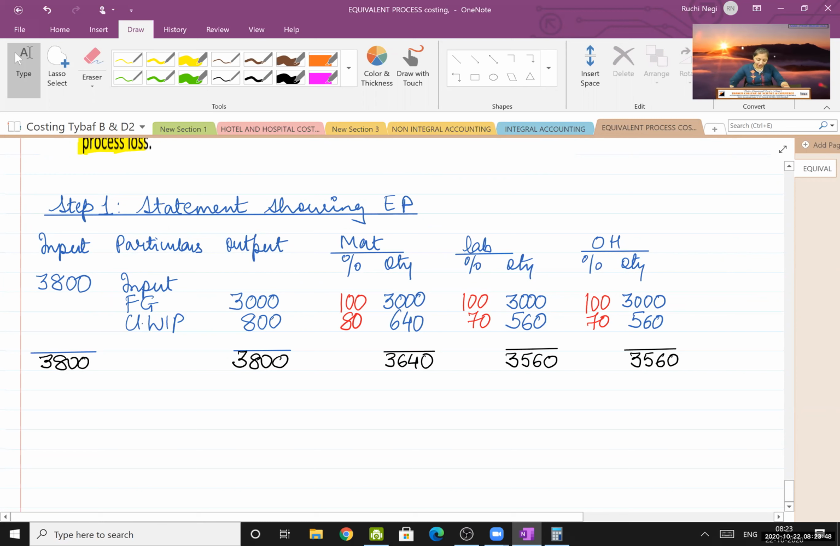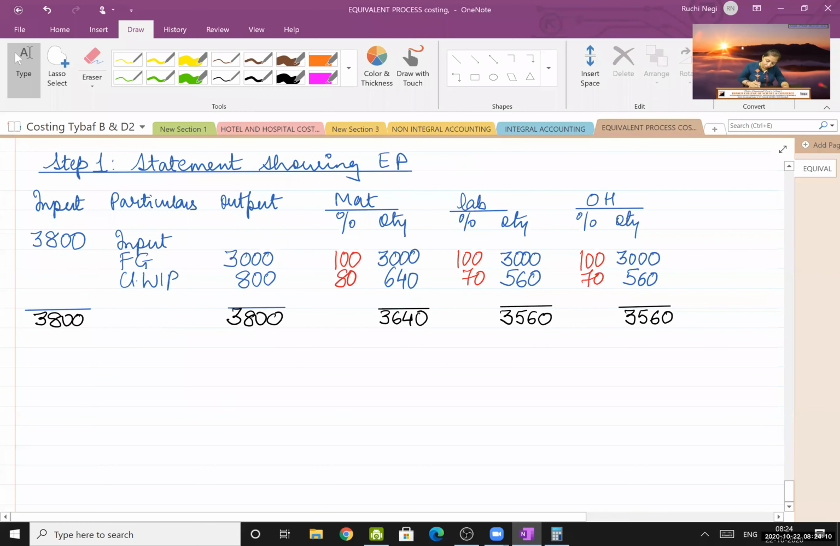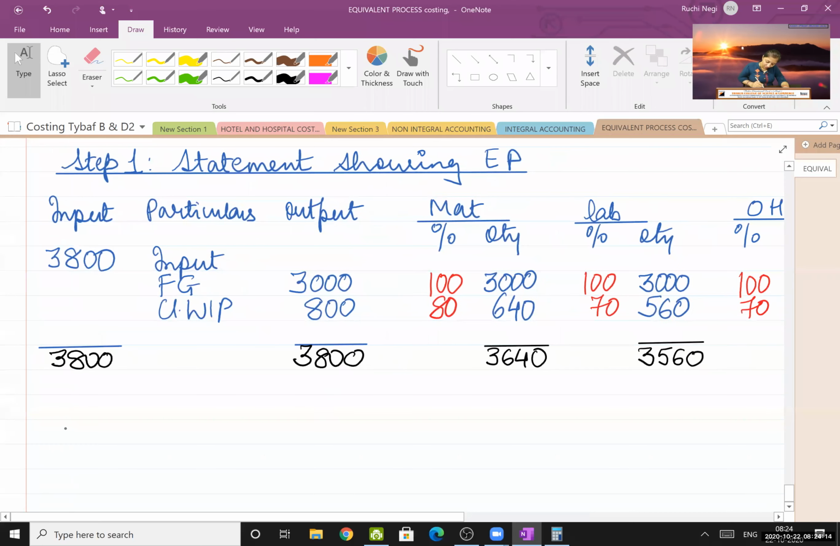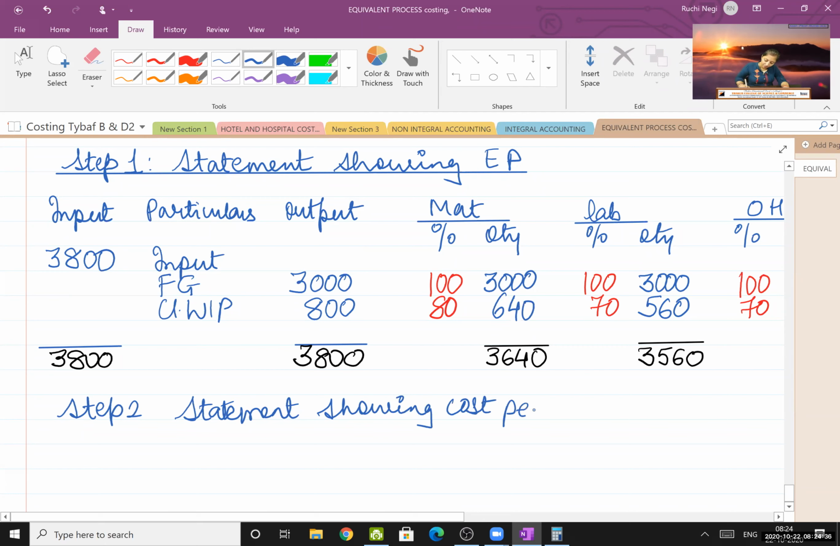Is it clear till here? Just acknowledge it in the chat box. Step one is done by everyone. Coming on to step two. Step two is what? Statement showing cost per unit of EP.